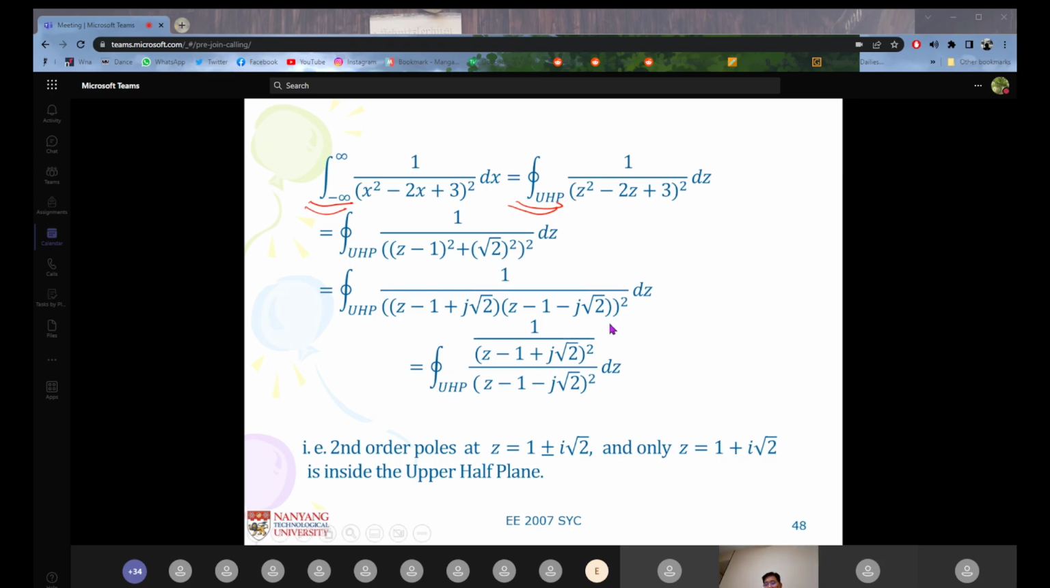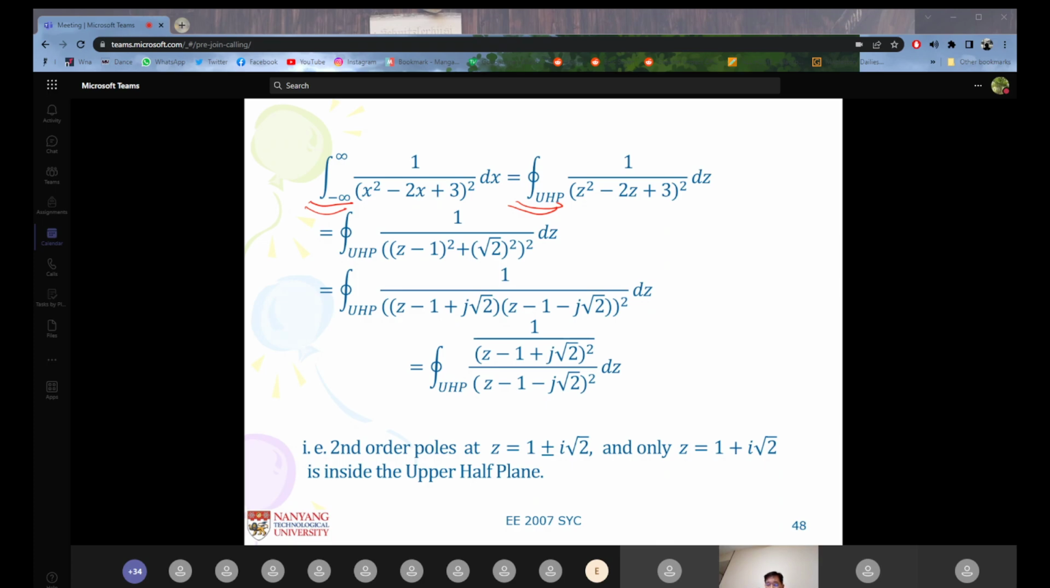Many of you are quite careless, yeah? Because this whole term is squared, right? Here, this whole term is squared. So these two, power 2 here also apply to this one. So this term here is the power 2. So now, this is the standard form that we can apply the CIF.